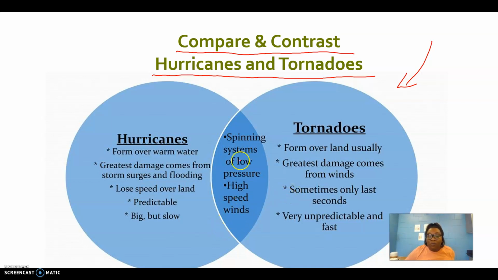We also want to make sure we write here that both of them have high-speed winds. They have that in common. And they both occur from a low pressure system. We also want to make sure we know that cumulonimbus clouds occur here in this center with both of these storms. We're going to see those large, big, fat, gray thunderhead clouds. They're going to be with both of those. So we're putting that in the middle as well.